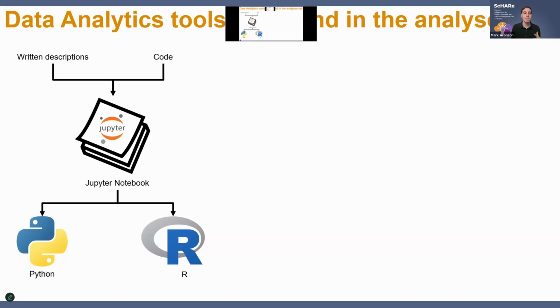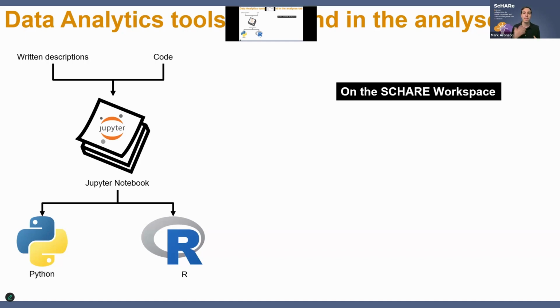Now on the ScHARe workspace, in that analyses tab I'll show you in a minute, we have three main different types of notebooks. And this is something that we're adding more to over the next couple of weeks. But we have what we call reference notebooks. So these are just notebooks with a whole bunch of reference information, and I'll show you that in a second.